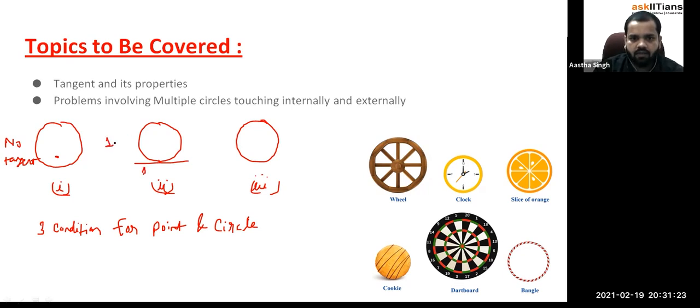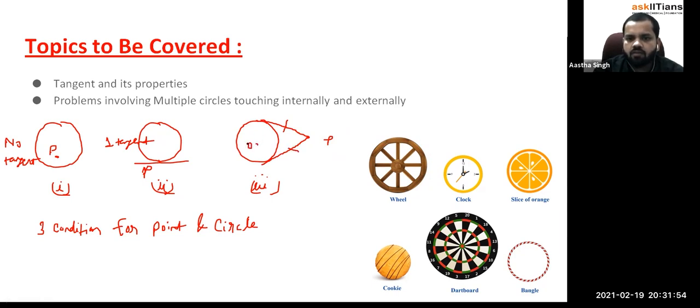Then in this case, only one tangent. If your point lies outside the circle, that point P, like this point also be P, then there will be only two tangents. From an exterior point there will be two tangents touching the circle, and both tangents will be equal. Why? Let me show here only.